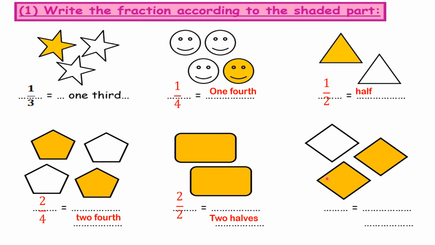I have here 3 rhombuses and I have colored 2. So I have 2 out of 3, and this represents 2/3.